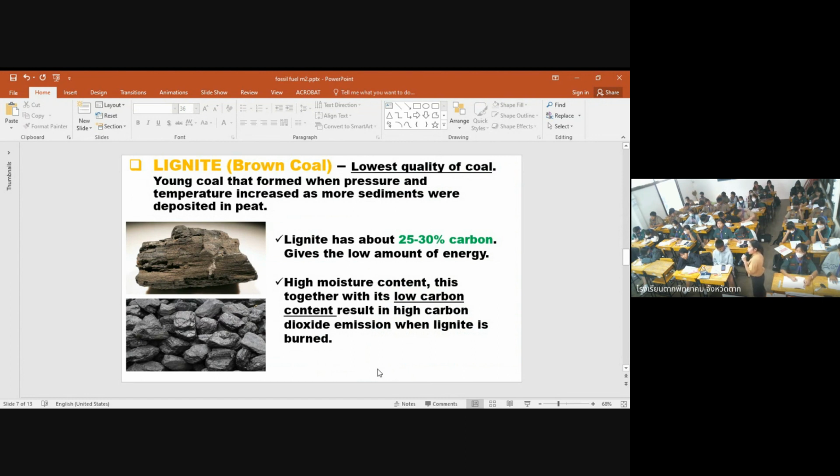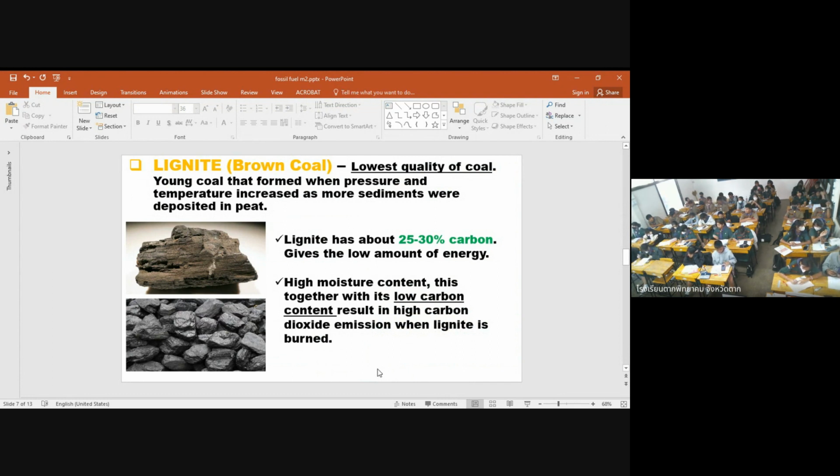The second is your lignite or your brown coal. This one is the lowest quality of coal. It is a young coal that forms when the temperature and pressure is increased as sediments were deposited in peat. So this is the example.